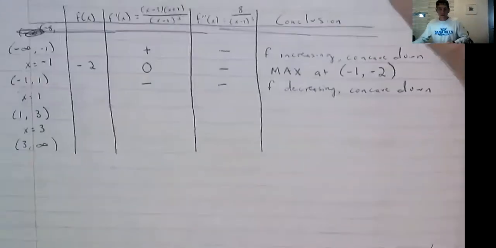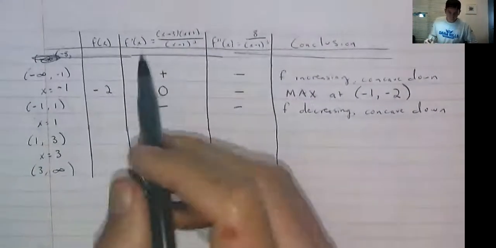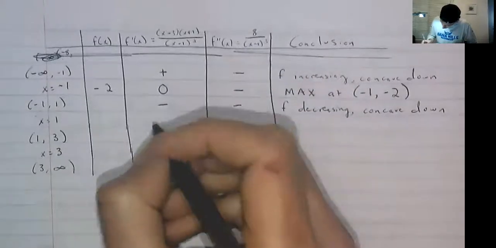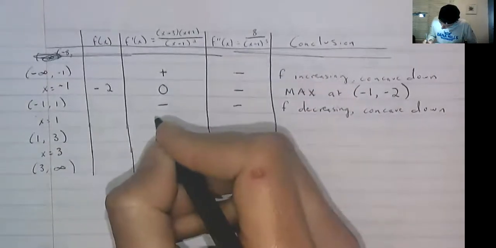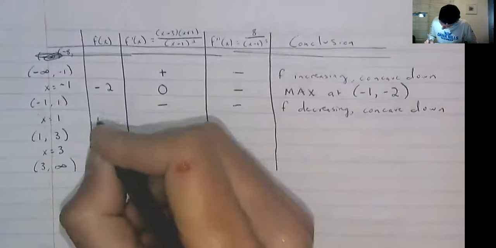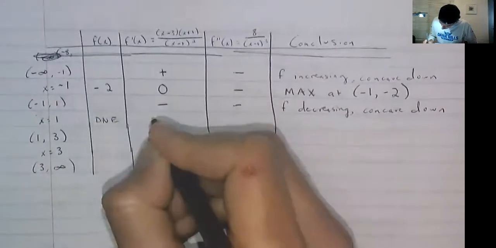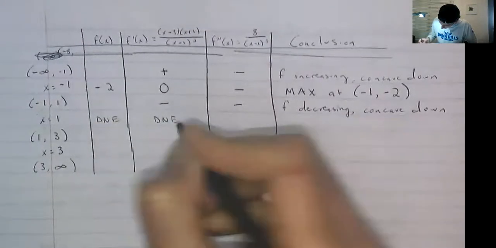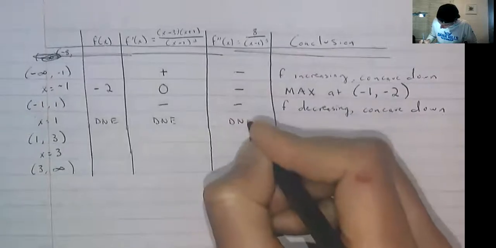Cool. Okay, so then at 1 is where everything kind of blows up because of our asymptote. So we're going to have a DNE for everything. DNE, DNE, DNE.